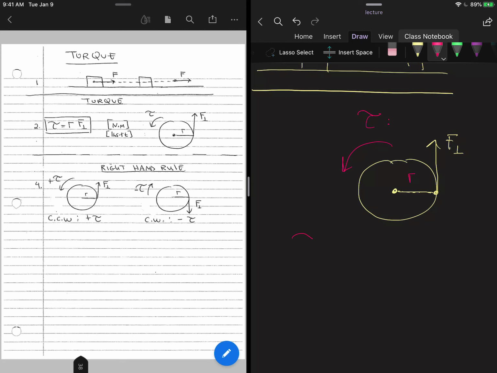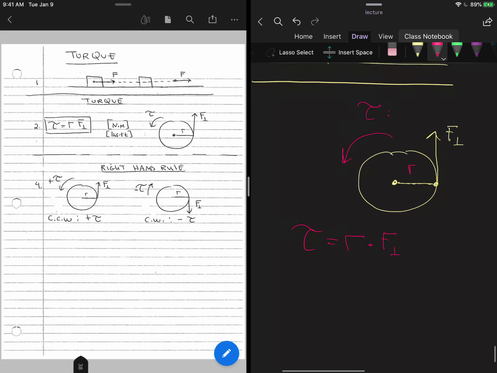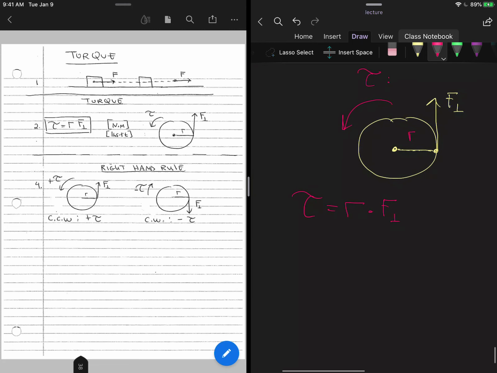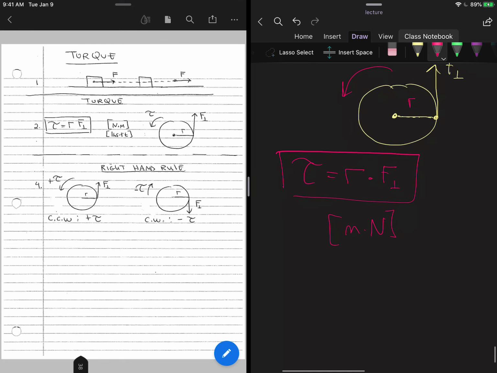The equation is that the torque is the radius at which the force is applied, multiplied by how much force you apply. I like to use a perpendicular symbol just to remind me that the force has to be perpendicular to the radius. Torque has units of meter times newtons, or newton meters. It could also be measured in pounds times feet.